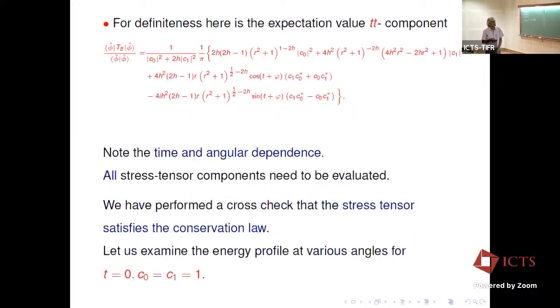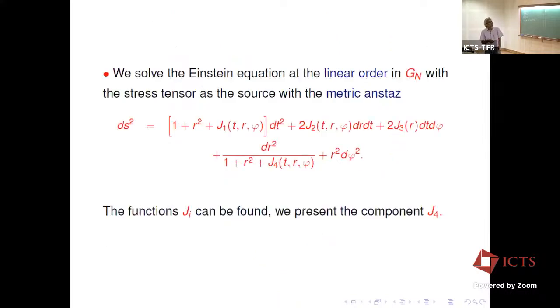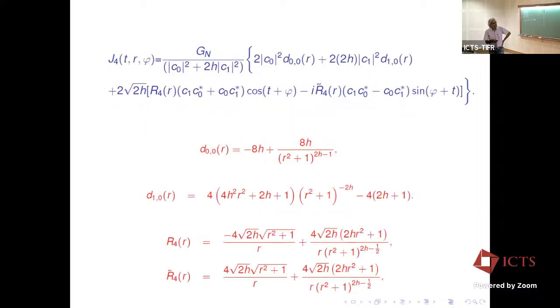And then this is the profile, and this is just to show how the profiles are. And then you have to resolve Einstein's equations, the back-reacted Einstein's equations, with that profile. So this is the ansatz, because it has angular dependence. You can see how intricate it is. It has angular dependence, and all these components can be found. And I'll present J4 because that's the crucial one. And just to see how detailed it is, these linear combinations are going into that.